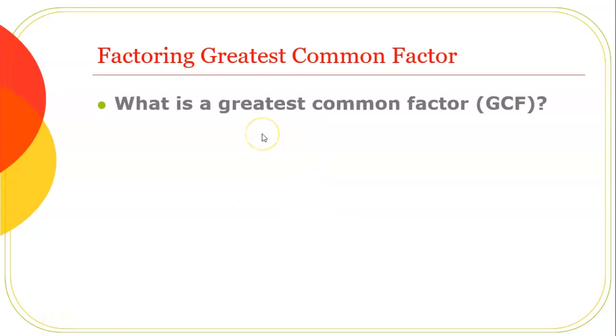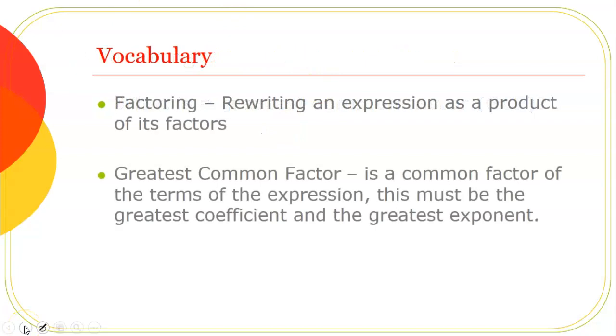The second trick that we're going to use with factoring is the GCF. Anytime you have numbers that you can factor out or variables you can factor out, you want to factor them out. So what is the GCF? The GCF is a common factor of the terms of the expression. This could be a coefficient or an exponent or both.